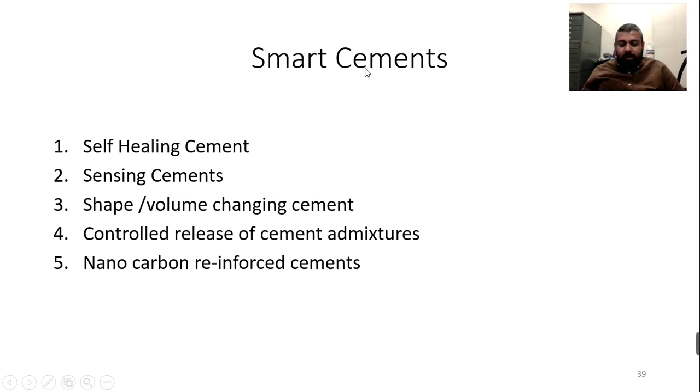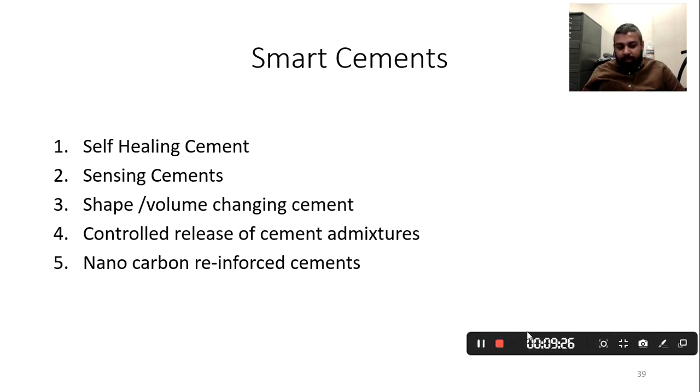Also, we are looking for smart cements which can tell us their compressive strength, their breaking, their bonding issues, or wherever it is going, and also real-time monitoring. So that's what we are looking for in the primary cementing job at the moment.